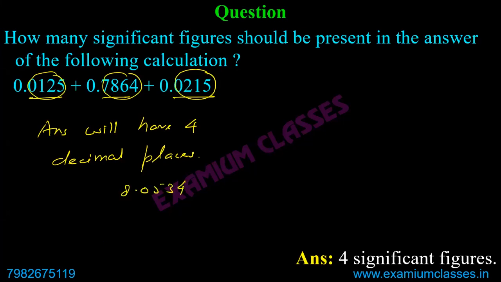8.0534 has 4 decimal places and 0.0534 has 4 decimal places, and 1123.5942 also has 4 decimal places, but all of these have different significant figures. Here you have 5, here you have 3, here you have 8 significant figures. So in such cases, first add, then keep decimal places equal to 4 or whatever the minimum is, and then see how many significant figures there are.